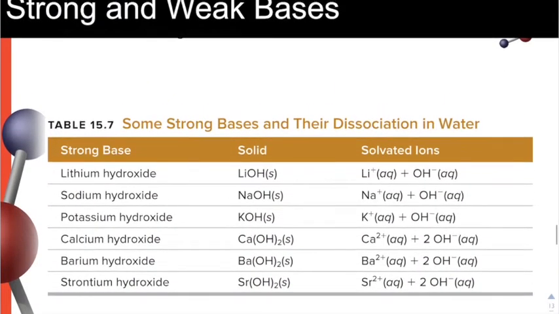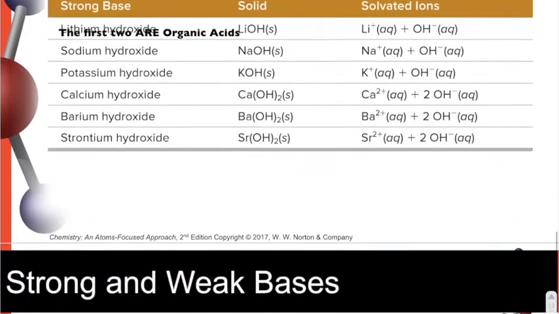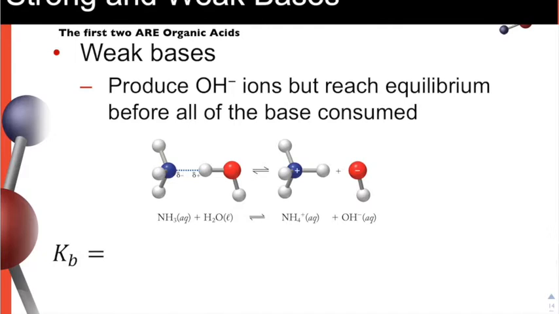These are the strong bases, basically group 1 and group 2 bases. And if you memorize these, then anything else you can treat as a weak base. Weak bases produce hydroxide ions but reach equilibrium before all the base is consumed. That's the idea here. It's going to produce very little hydroxide if it's weak, and a lot of it if it's strong.